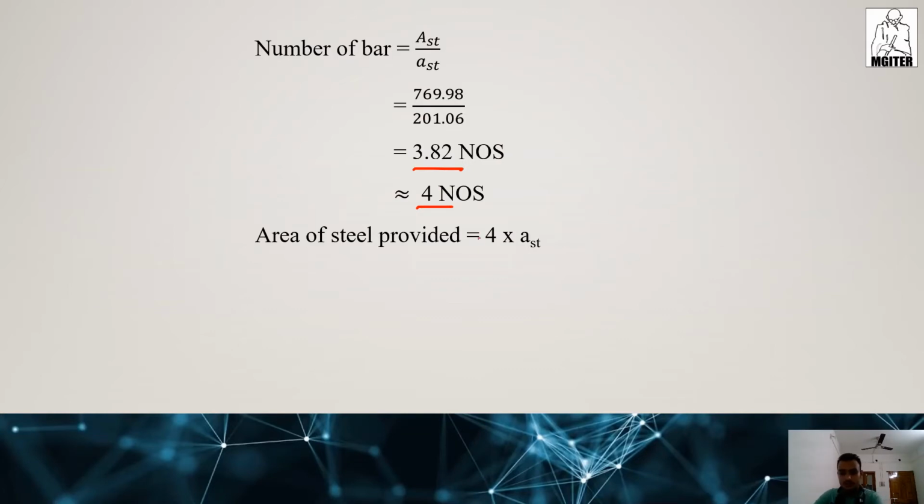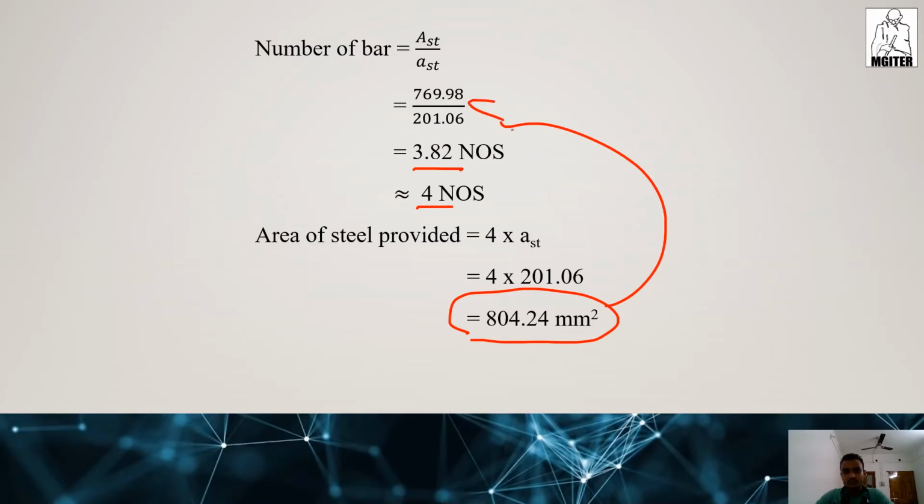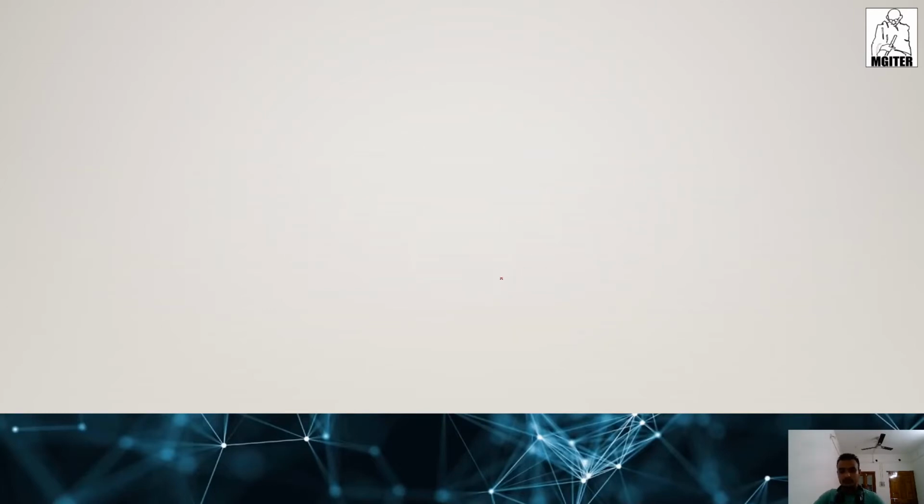Then after, find the area of steel provided. We require 3.82 numbers, but we provide 4 numbers. So what is the area of the 4 bars? How much area is covered by steel in a cross section? This area is 804.24 mm whole square, which is more than required. So your structure will be safe. After that we have to draw some cross section. Yeah, we have to draw some cross section.